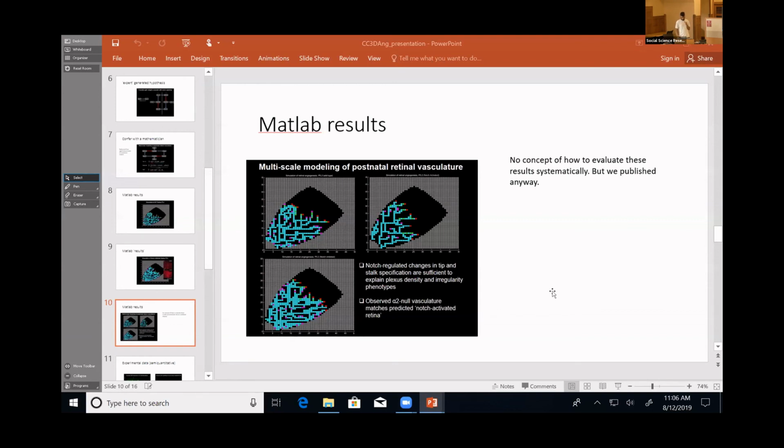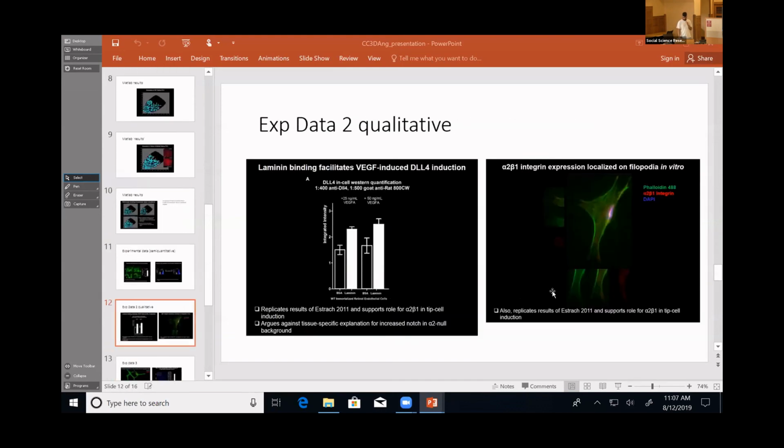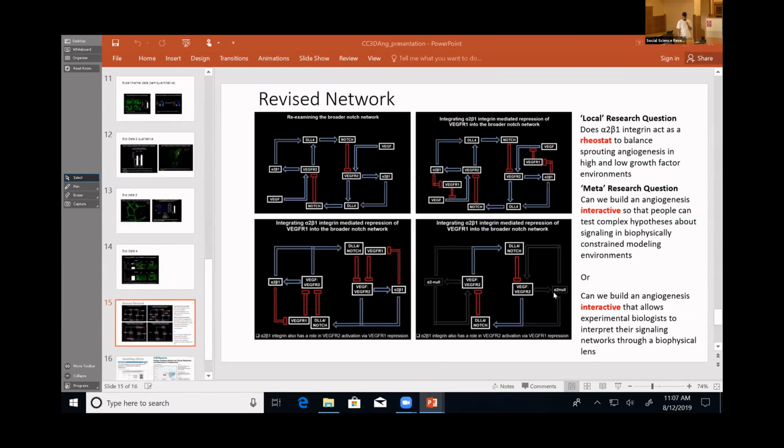the retinal vasculature predicted from the model, based on our understanding of the role of alpha-2 beta-1 integrin in delta notch signaling, was almost diametrically opposed to what we actually observed. And so we did a number of experiments, which I'm not going to bore you with, that basically showed that yes, alpha-2 beta-1 does support DLL4 as other people had previously reported, but that it also may interact with the delta notch signaling by repressing VEGFR1, which competes with VEGFR2.